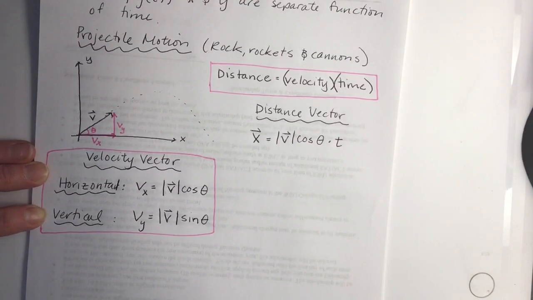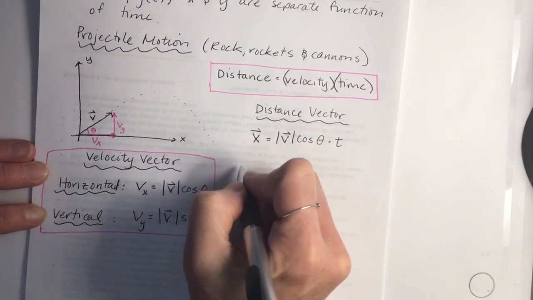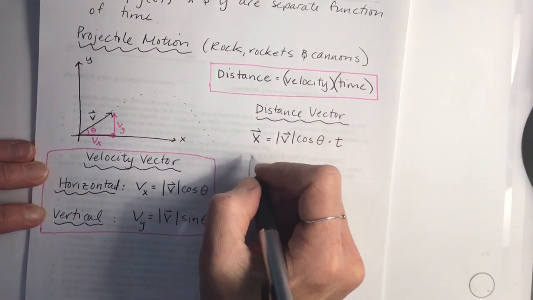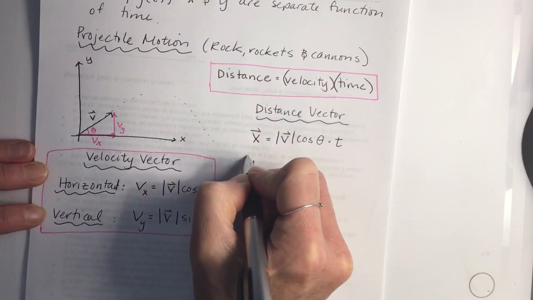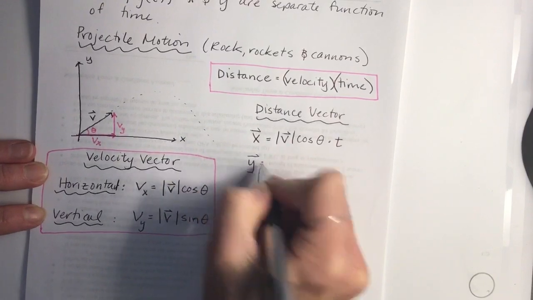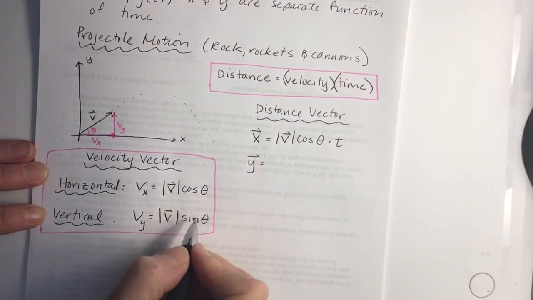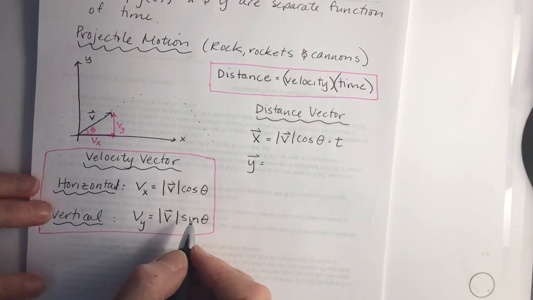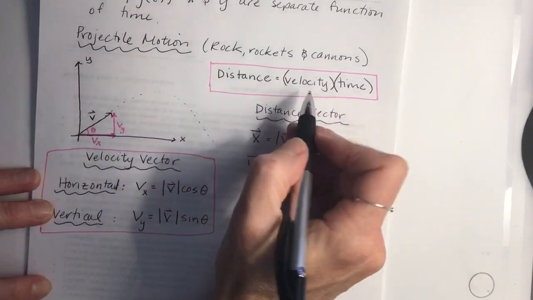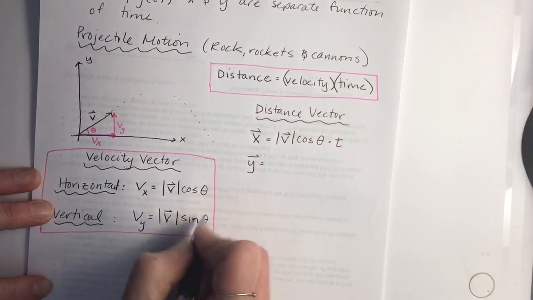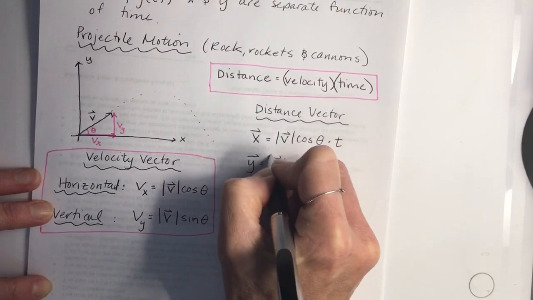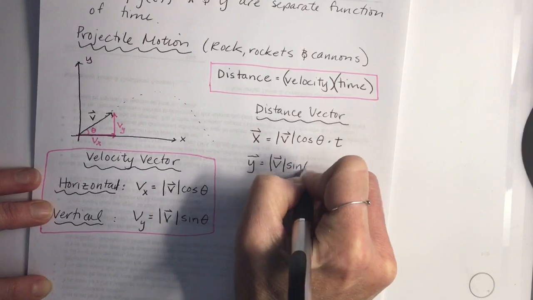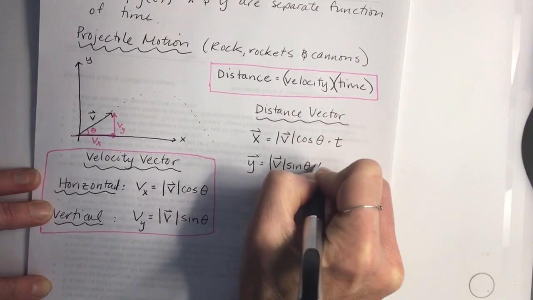All right, and same goes for the y, except y has a lot more going on, okay? So y has that same component. How far did it go based on our velocity and that initial velocity and time, right? So magnitude of velocity, sine of theta times t.